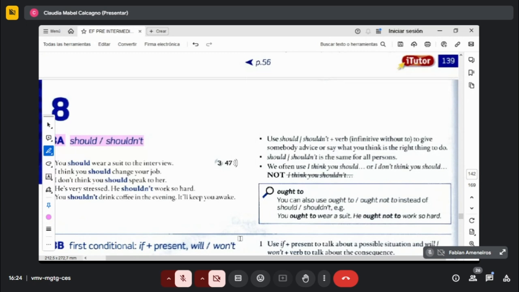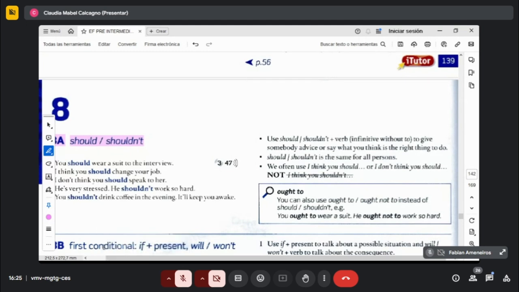Okay, suit. Careful there. Wear a suit. ¿Qué es ought to, profe? Suit es traje. Ought to es lo mismo que should. Ahora, should, si lo pasan al español, ¿qué dirían acá? Debería, deberías. But is it mandatory? Is there an obligation? No. This is advice. Es solo para consejos.